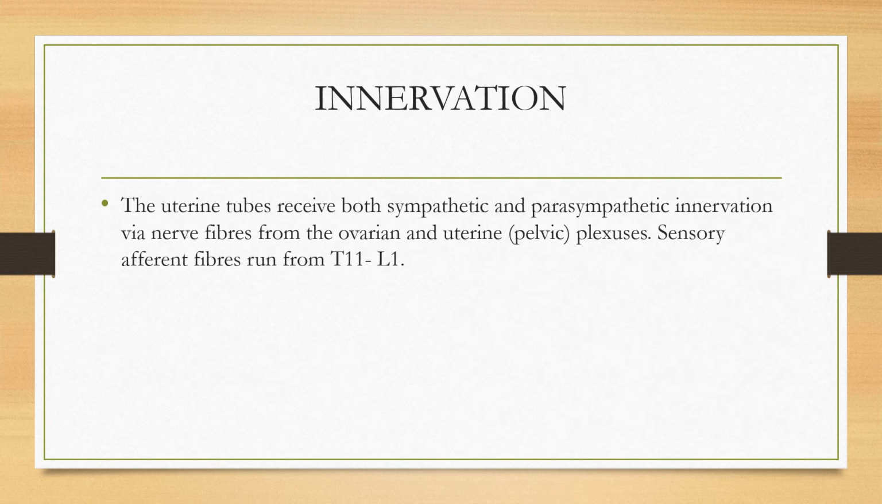About its innervation, the uterine tube receives both sympathetic and parasympathetic innervation from the ovarian and uterine plexus. Sensory afferent fibers run from T11 to L1.